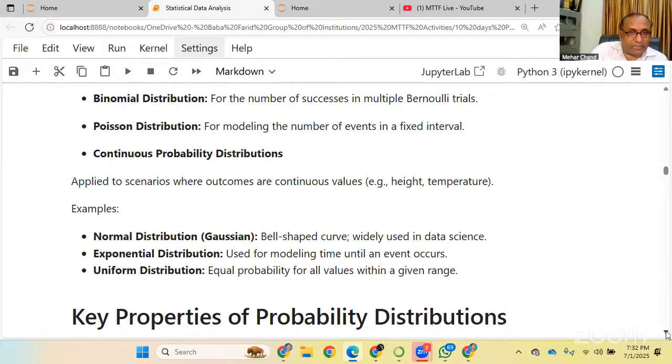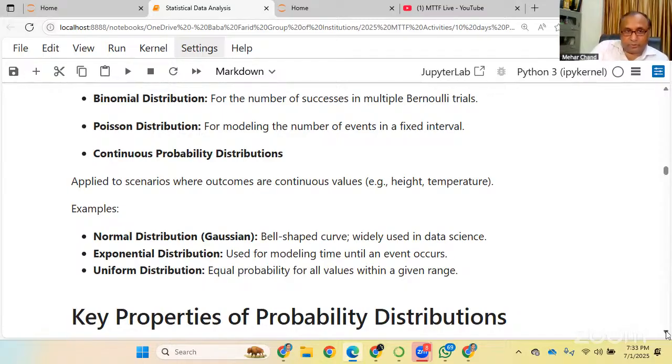The normal distribution, which we discussed in the previous lectures, when we plot the graph, is always bell shaped and widely used in data science. And the uniform distribution gives equal probability for all values within a given interval. There are some more distributions, but here we deal only with binomial, Poisson, normal, and exponential. These four are highly useful in data science, machine learning, and prediction models.